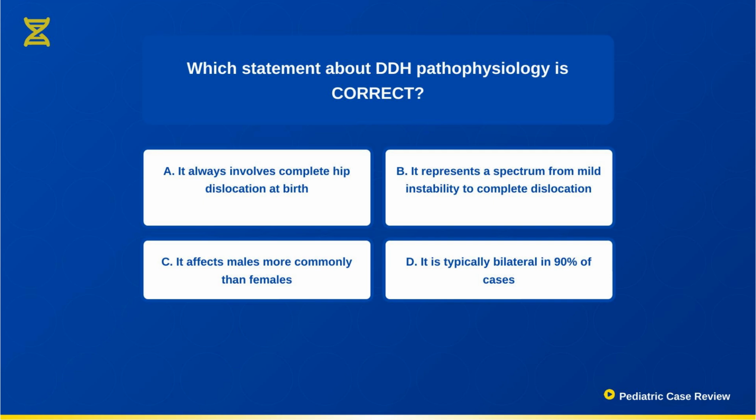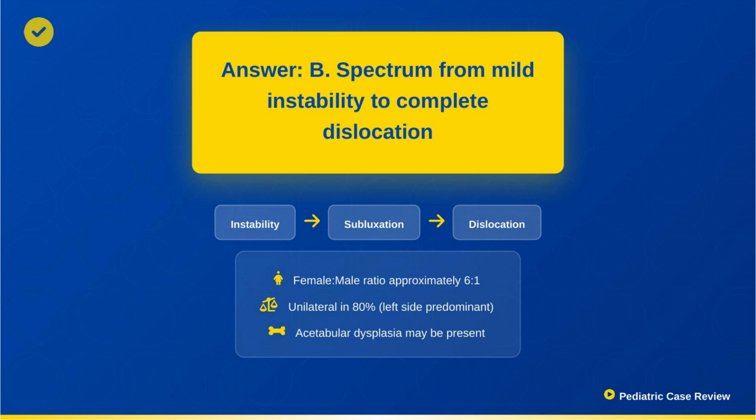Which statement about the pathophysiology of developmental dysplasia of the hip is correct? A. It always involves complete hip dislocation at birth. B. It represents a spectrum from mild instability to complete dislocation. C. It affects males more commonly than females. D. It is typically bilateral in 90% of cases. The correct answer is B.